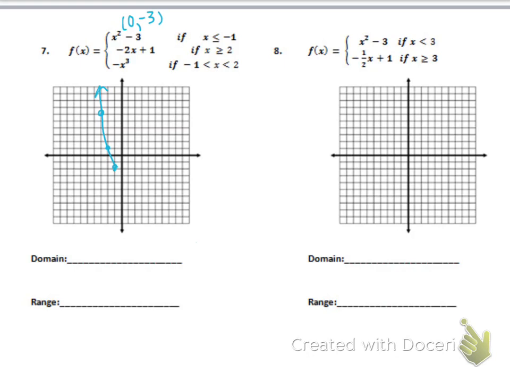Okay, my next one is a line, so it starts at 1. It goes down 2 to the right 1. And we're going to want everything bigger than 2. So I'm going to continue it past that 2. Erase everything to the left of 2. It is a closed dot, so that's good. And it continues forever this way.